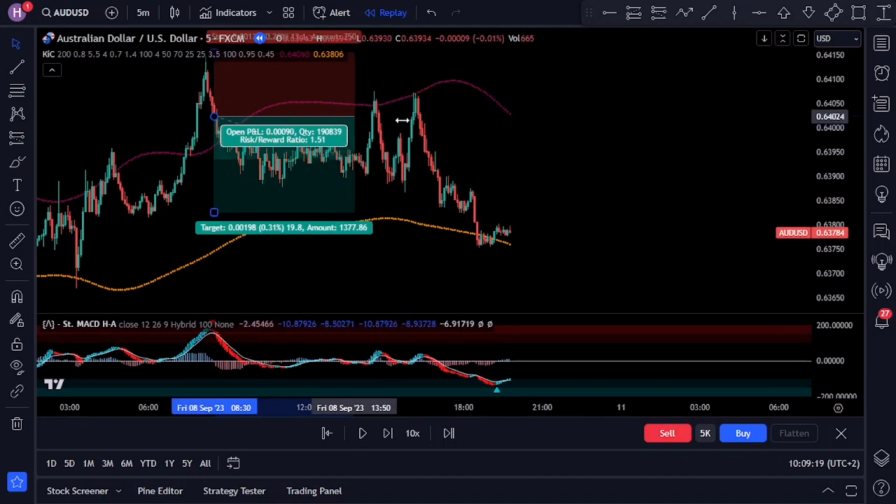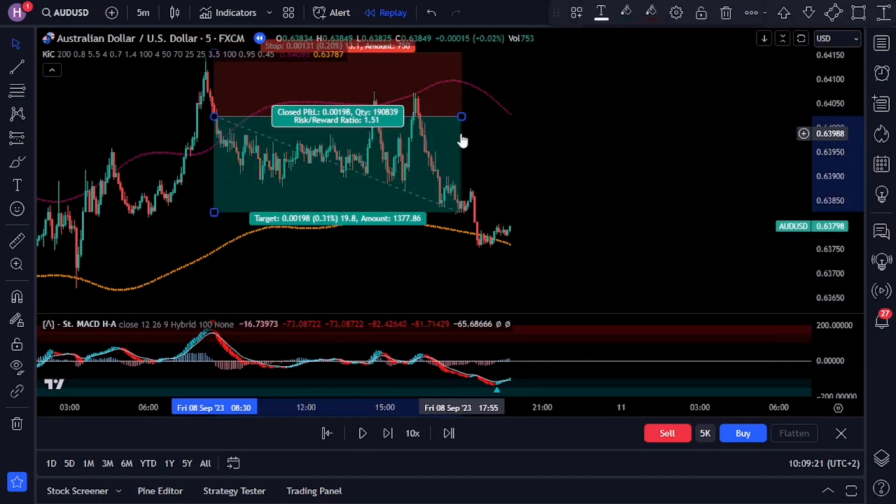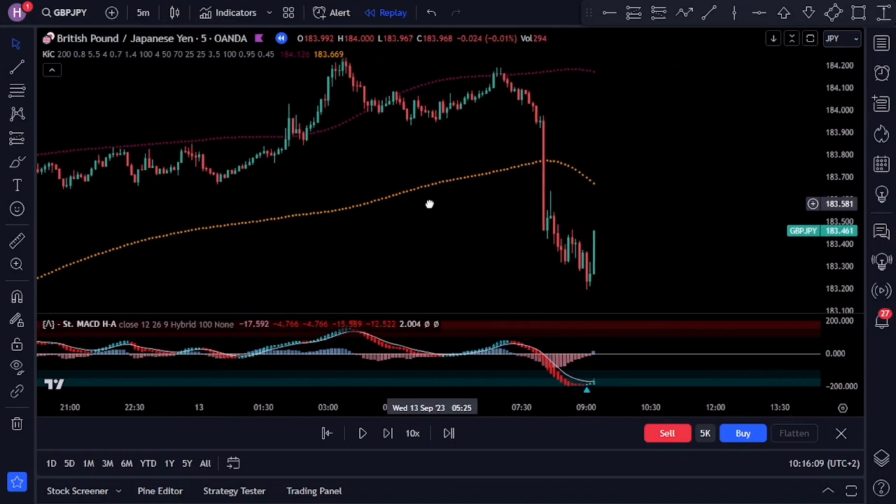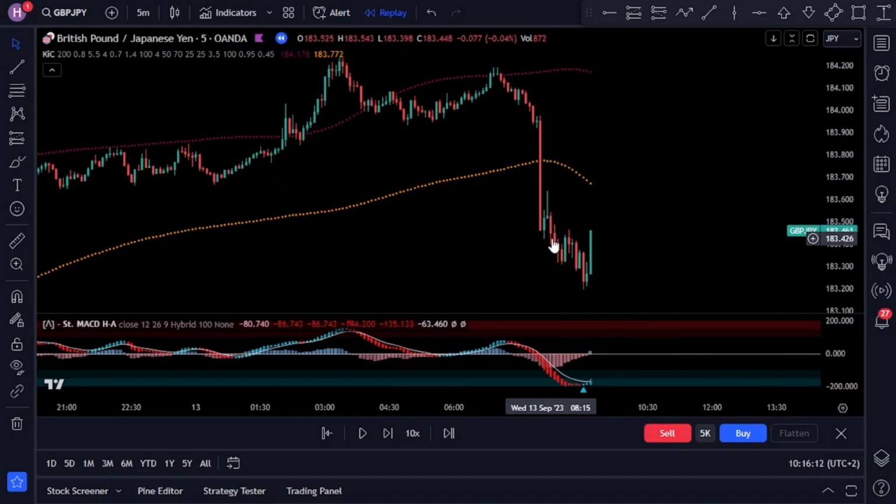Next, let's take a look at another trading example. For this example, I've selected the GBP JPY in a 5-minute time frame. For a valid buy trade, first we're going to be waiting for the price action to go outside the bottom Keltner channel, which is marked in orange. Then we're waiting for a buy signal from the standardized MACD indicator.